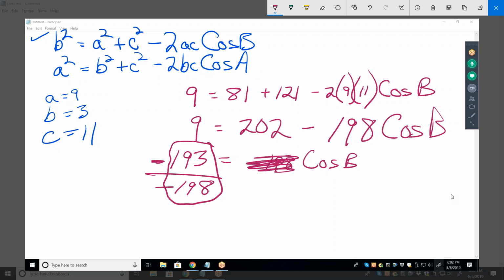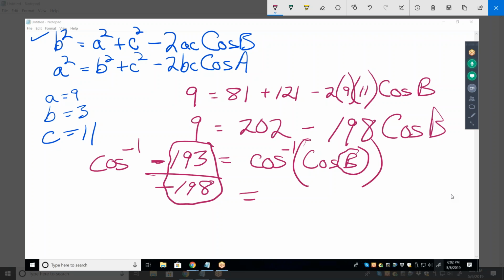Well, in order to solve for B here, whenever you're solving for angles, know that you're going to have to use an inverse trig function. One way I can write it is the following. I'm going to take the inverse trig cosine of the right side, and the inverse trig cosine of the left side. Well, the left side, when you take the inverse of the function, you just get the angle.